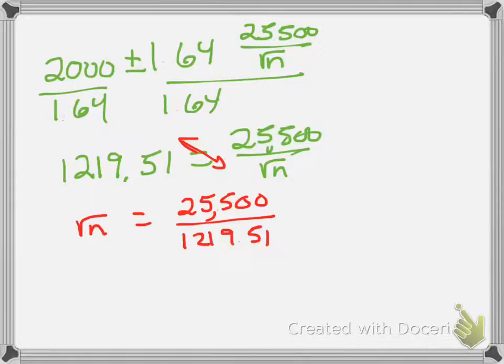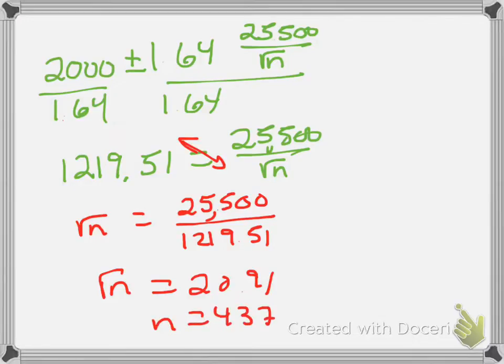Now, remember what happens when our variable is in the denominator. It just switches to what I have written in red. Again, my denominator is still in my calculator. So I'm going to say 25,500 divided by my answer. And so I get the square root of n is equal to 20.91. And now I'm going to square it, and so I get n is equal to 437.22. Do you see how I got that answer? So I'm going to say 437 homes.